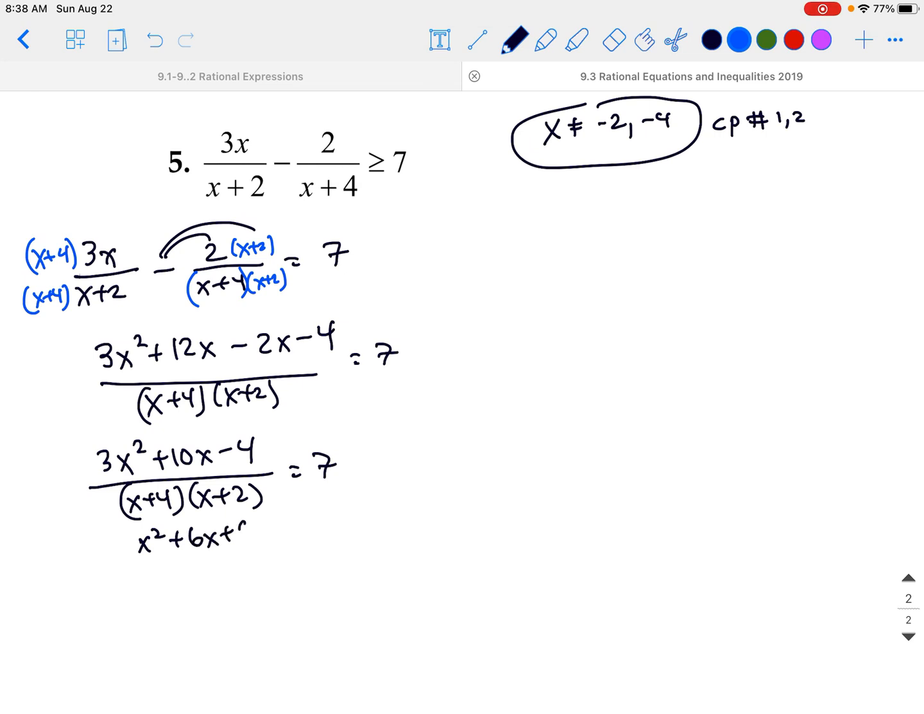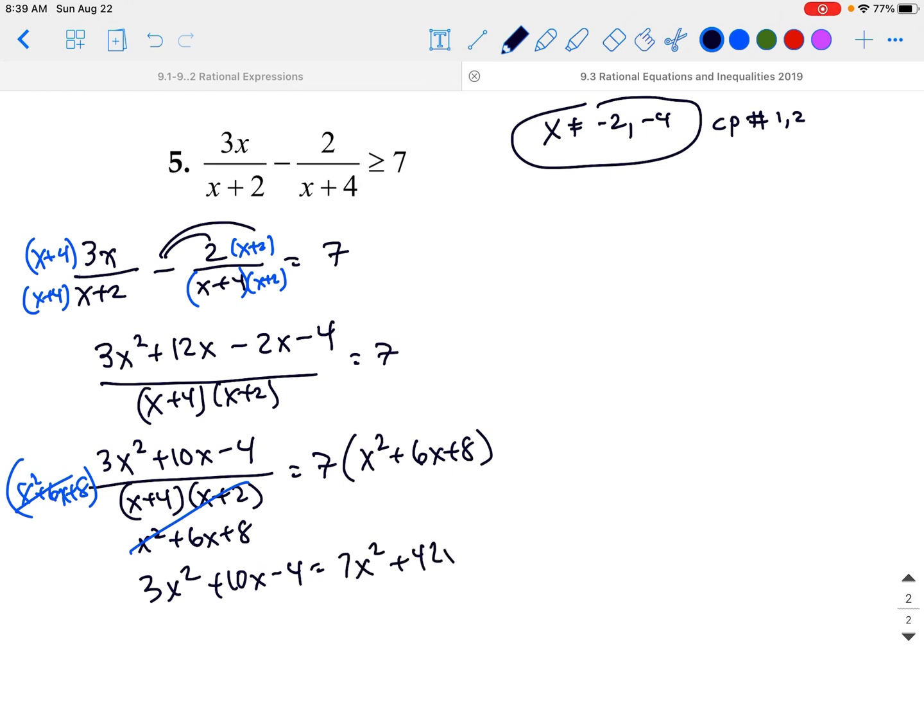So we'll note that this is x squared plus 6x plus 8. So we're going to multiply x squared plus 6x plus 8 on both sides. Cancel those out. So we've got 3x squared plus 10x minus 4, and then 7x squared plus 42x plus 56. Moving everything over, we'll get 4x squared plus 32x plus 60, and I think we can divide by 4.